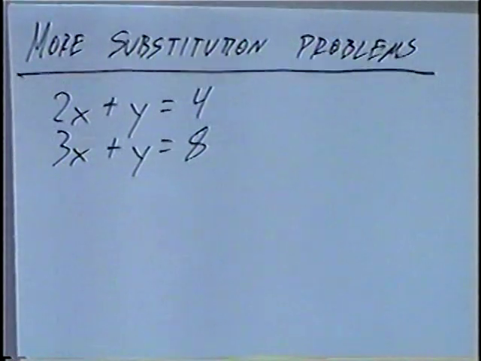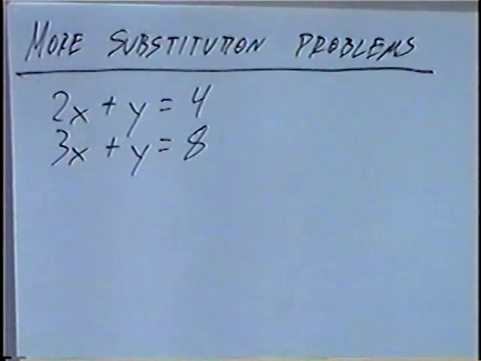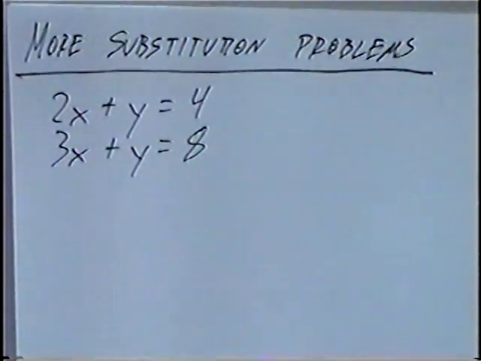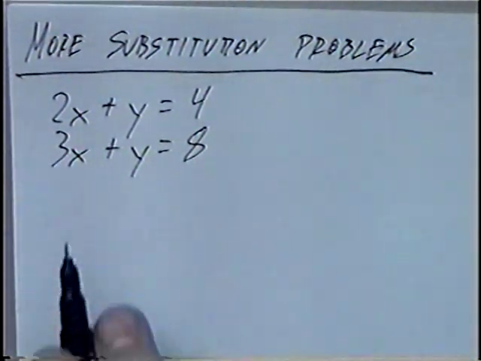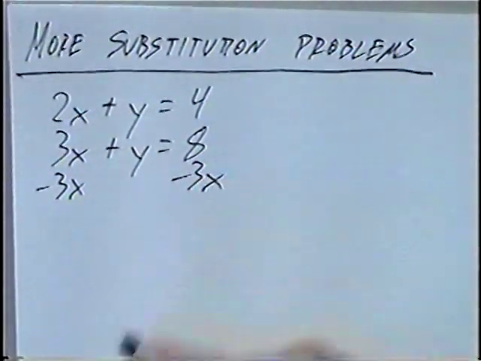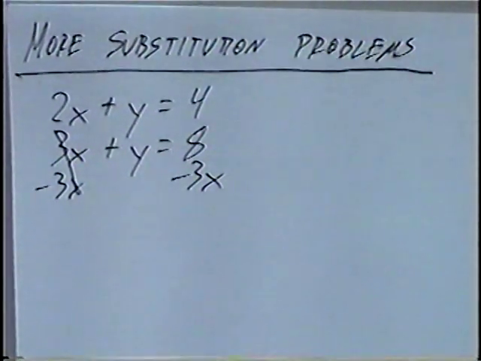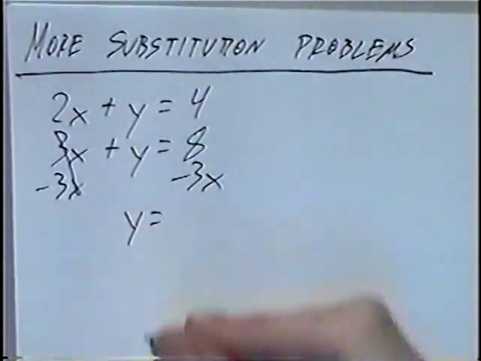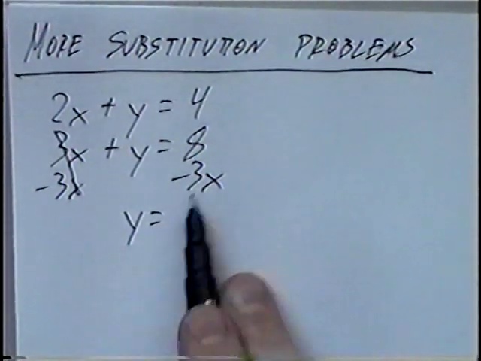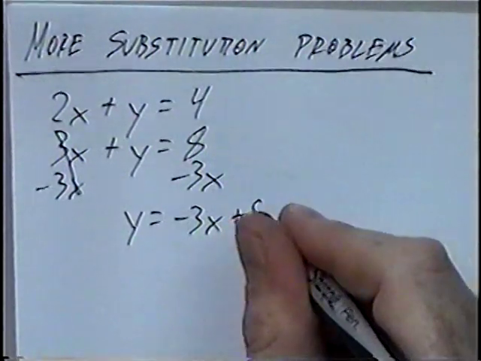To solve this by substitution, you want to isolate one variable first. So you have either y equals or x equals. To solve by isolating, one step you could subtract 3x on the second equation. That way the 3x's would be cancelled and you'd have y by itself. So y would equal, putting the -3x first, y equals -3x plus 8.